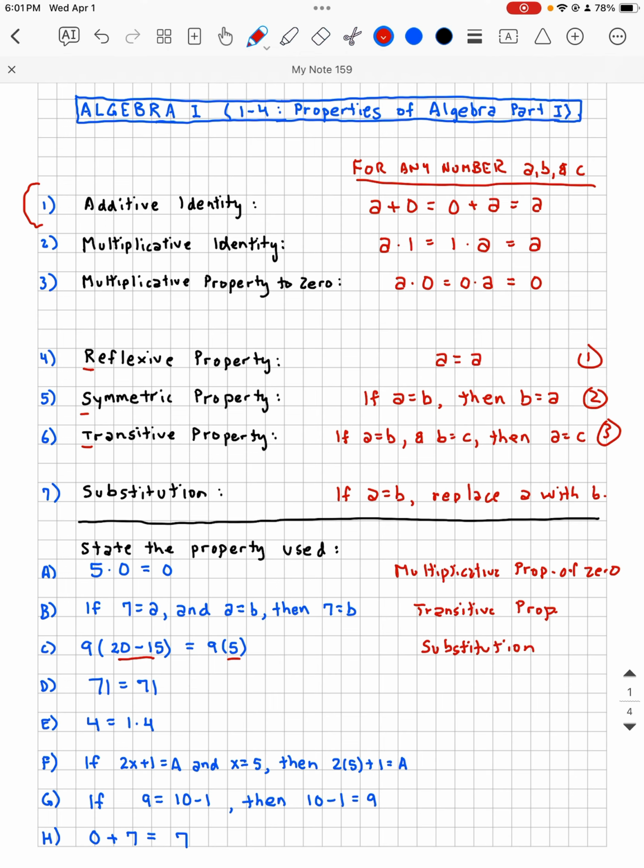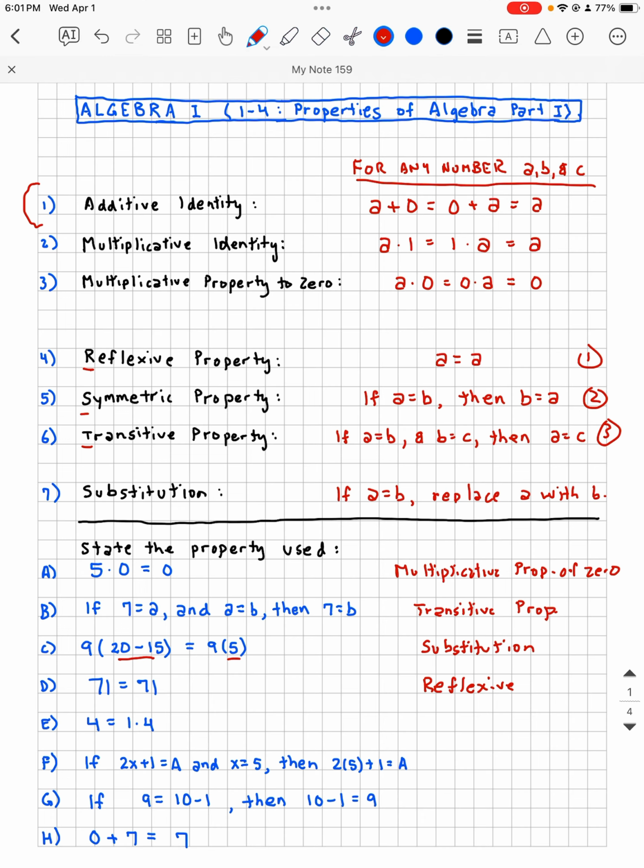For part D, that is going to be the reflexive property, because you just have one single term that's equal to itself. So we'll go ahead and write that in: reflexive. And again, hopefully you're looking at the worksheet afterwards, so that you have more of these examples that you can try on your own too. Part E, 4 is equal to 1 times 4.